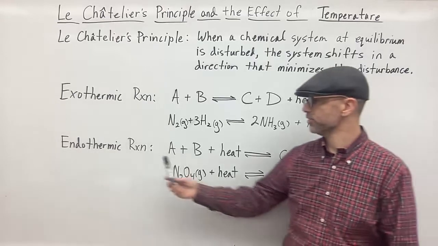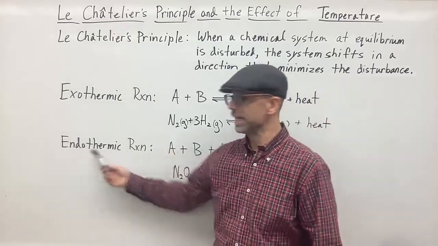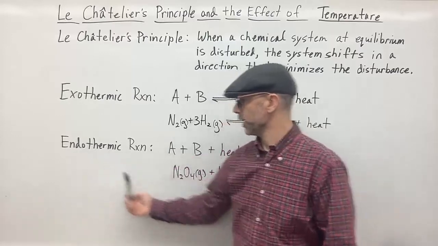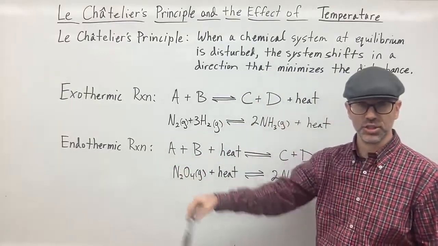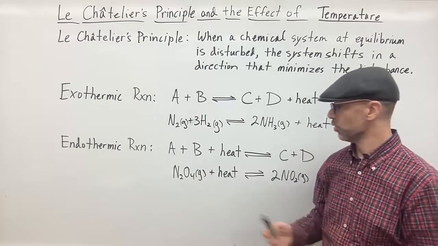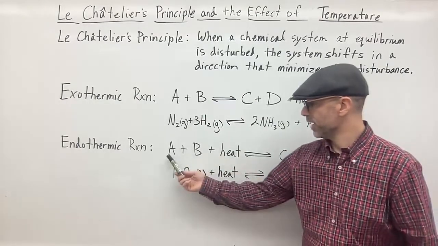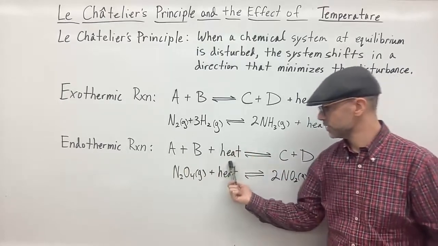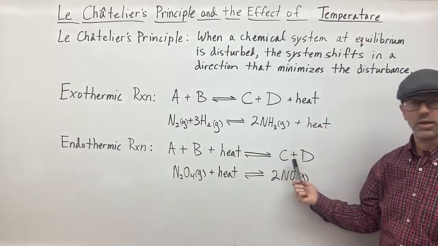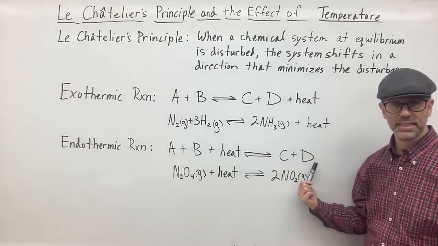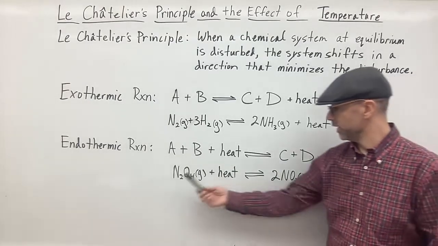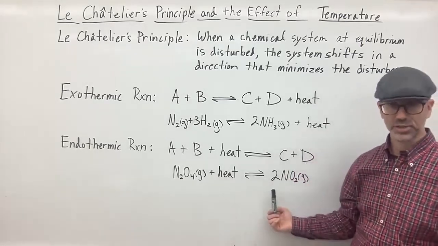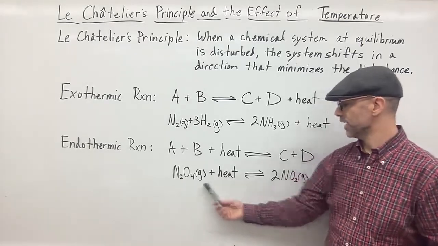And endothermic is the opposite. Endo means into, and again, therm is heat or energy. So here, heat is going into the system, so it's being absorbed. Here you have reactants A plus B, and it's taking in some heat in order to form products C and D.